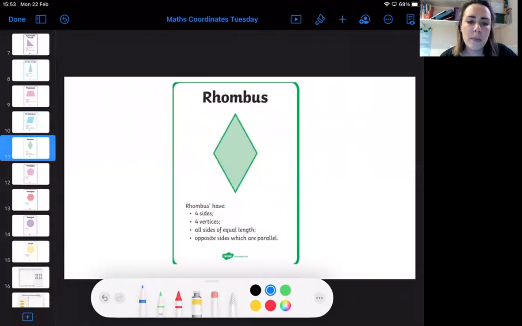A rhombus has 4 sides, 4 vertices, and all sides are of equal length. So just like a square, opposite sides are parallel. These sides are parallel and these sides are parallel.